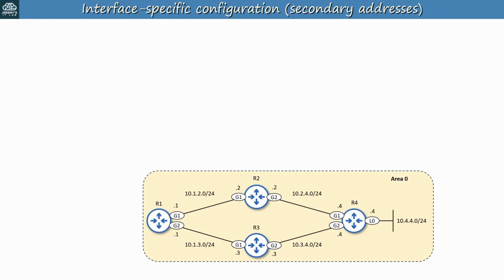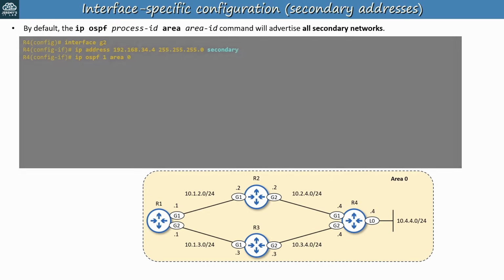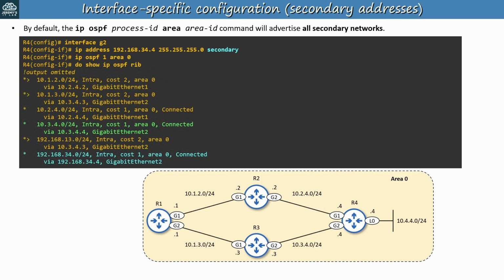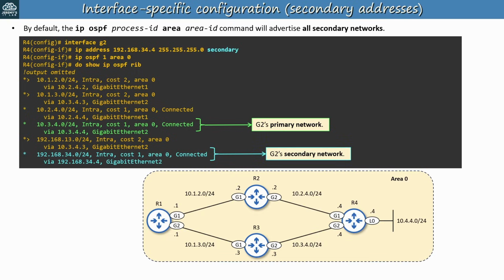Next, let's look at how this command behaves regarding secondary addresses. By default, the IP OSPF area command will advertise all secondary networks on an interface. I'll use R4 G2 to demonstrate. First, I configured 192.168.34.4/24 as its secondary IP address and enabled OSPF on the interface. To see which networks R4 added to OSPF, I used show ip ospf rib. Here you can see 10.3.4.0/24, G2's primary network. And here is 192.168.34.0/24, G2's secondary network. So as you can see, by default this command advertises any secondary networks in addition to the primary network.